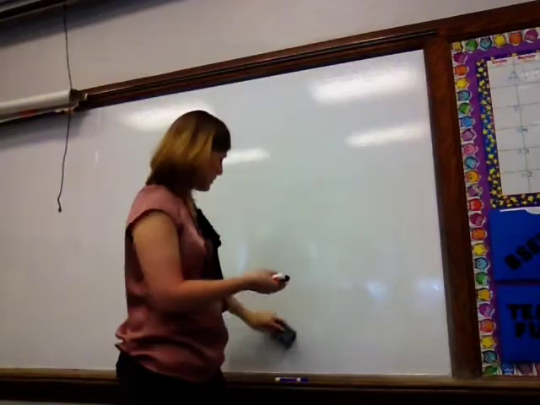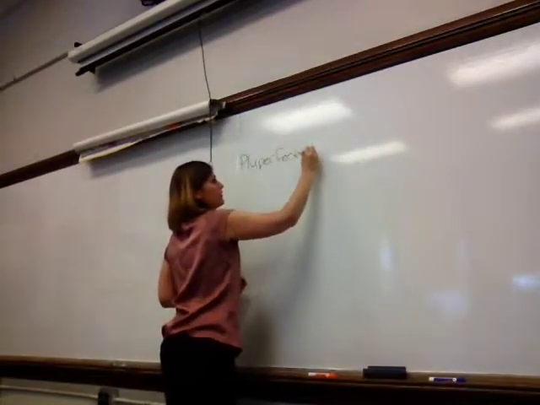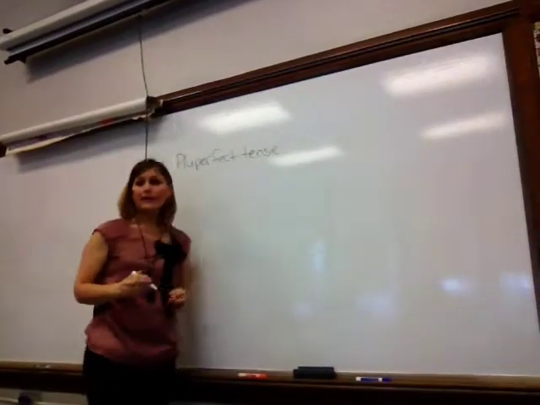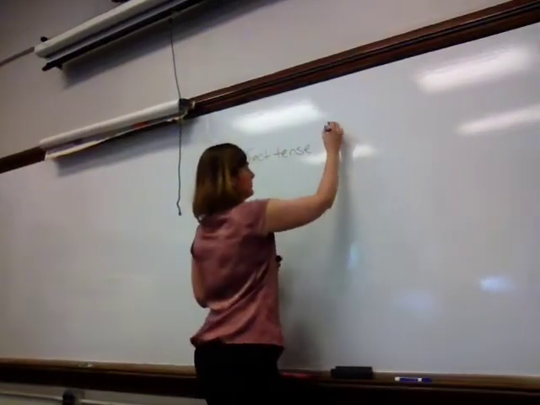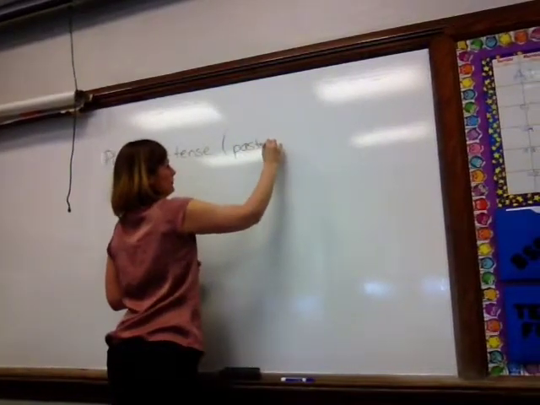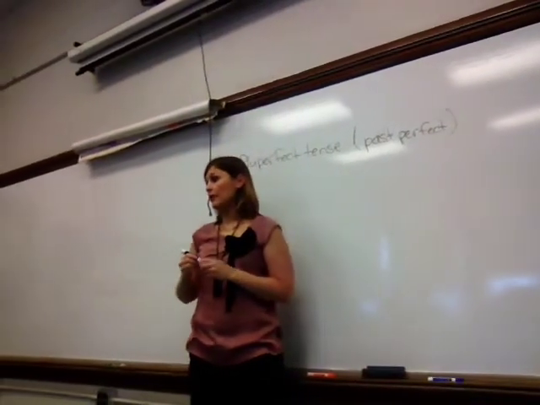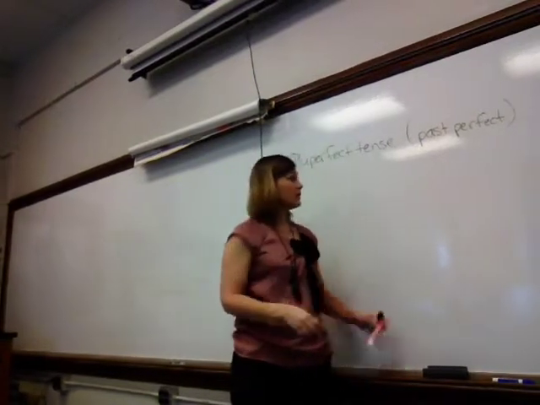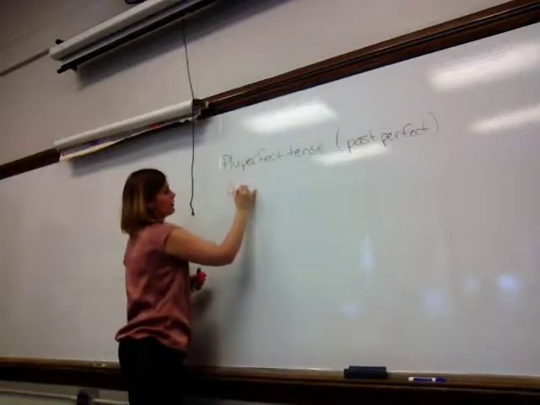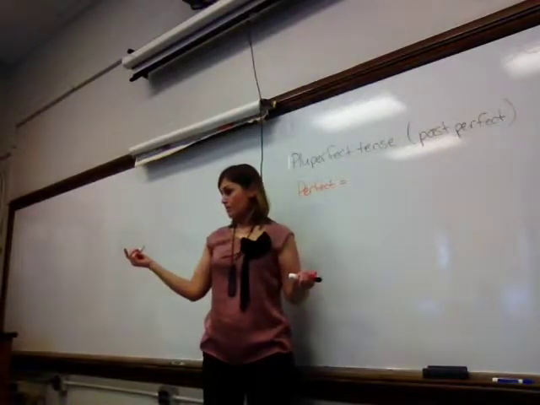Very inspirational. So the first tense is the pluperfect tense. In English, we often refer to the pluperfect tense as something called the past perfect. The pluperfect tense is a verb that happened even before the perfect tense. Okay? Let's put this in context. What's the translation of a perfect tense verb? Yeah. Something ed. Right. Walked.